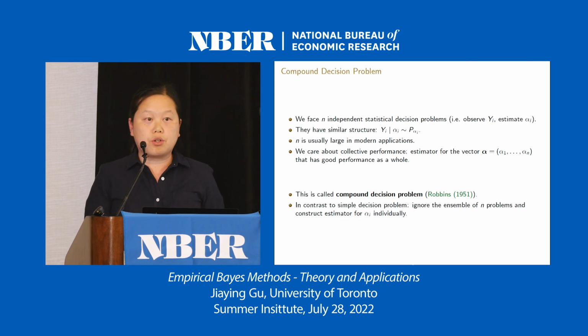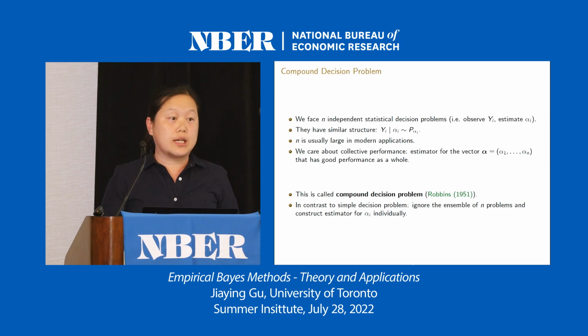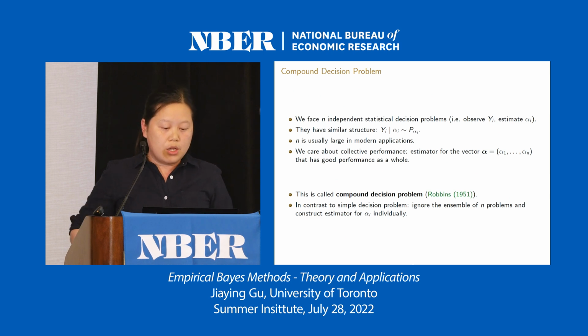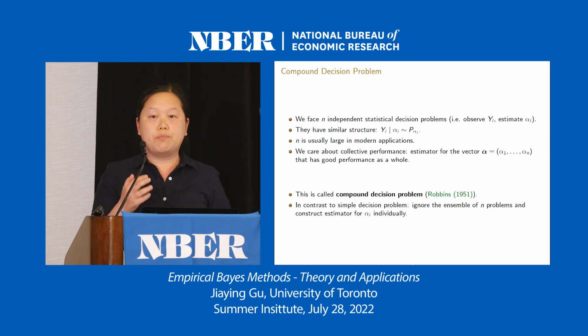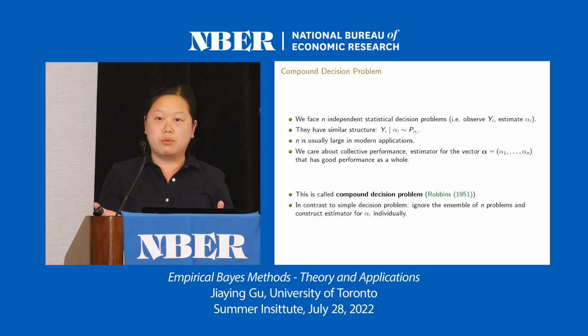So these features put together is precisely what defines a compound decision problem. It was given the name in the 1951 paper of Herbert Robbins. To put it in contrast with a simple decision problem, the key feature is that a simple decision problem would be ignoring the ensemble of n problems and just coming up with estimators using individual i's data for individual i's parameter. Whereas the compound decision problem would take into account that we are really estimating n parameters at the same time.